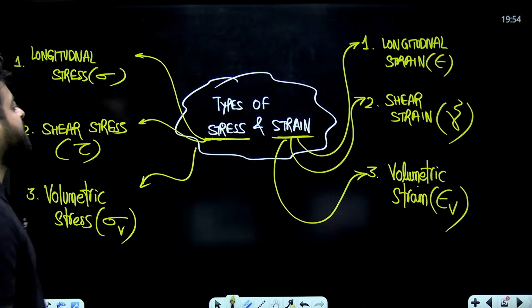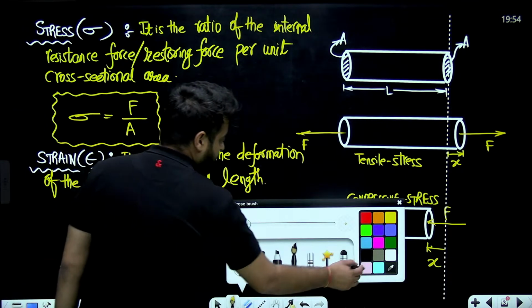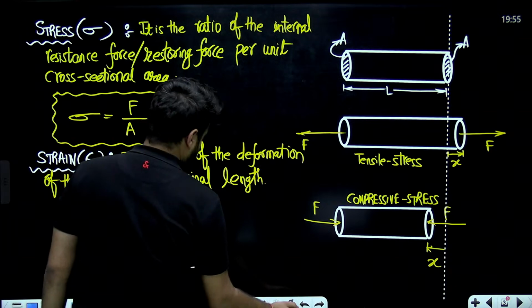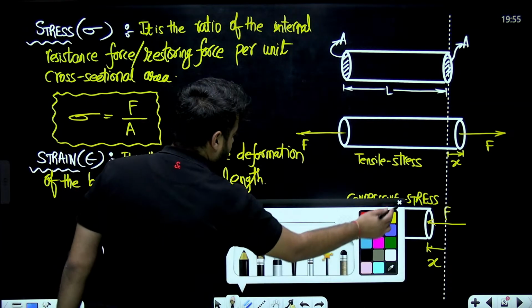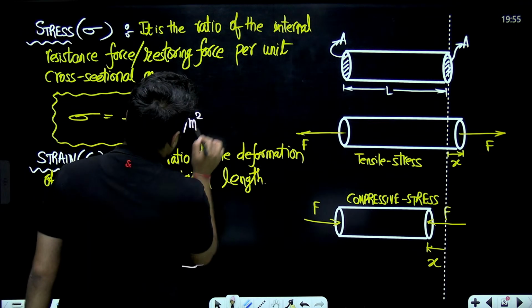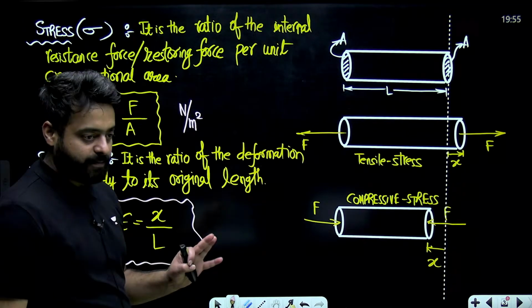Now come to the dimension part. Can you tell me the dimension of stress? Very simple. Force is in Newton, area is in meter square, so Newton per meter square. That is basically your stress.